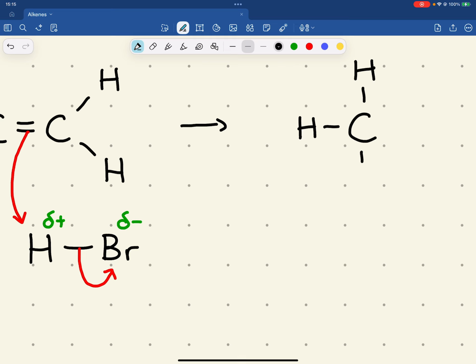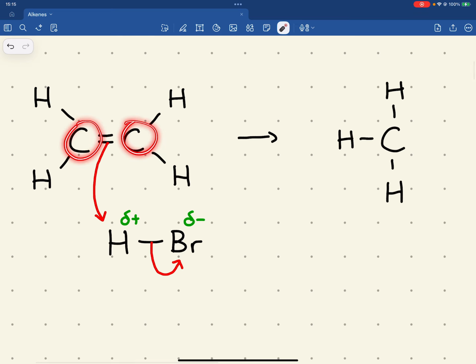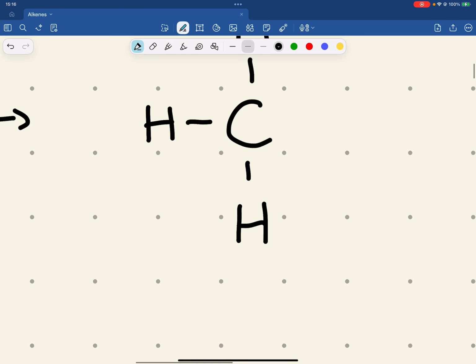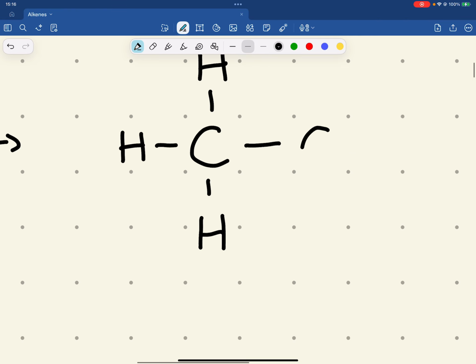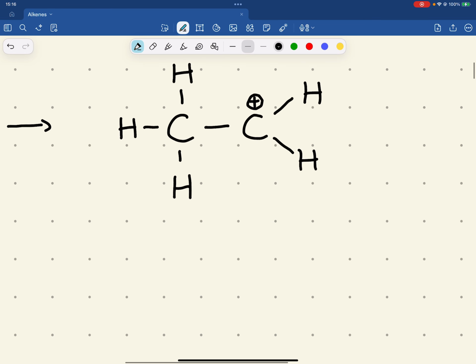Now the key here is that both of these carbons are basically equivalent. Both these carbons in the carbon-carbon double bond have got the same thing attached, i.e. two hydrogens. So it doesn't necessarily matter which of these two carbons the hydrogen adds to. So we get this carbocation intermediate. Remember valence rules, we've got 3 bonds to a carbon, so in this instance it needs a positive charge.